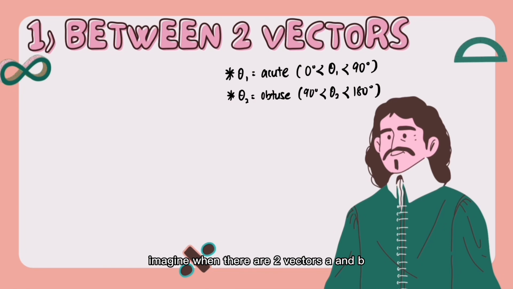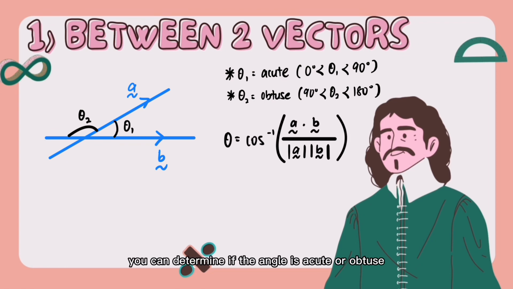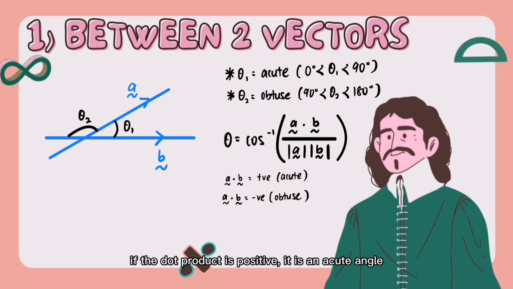Imagine when there are two vectors A and B, we can calculate the angle between these two vectors by using this formula. You can determine if the angle is acute or obtuse by looking at the dot product of vector A and B. If the dot product is positive, it is an acute angle. If the dot product is negative, it is an obtuse angle.